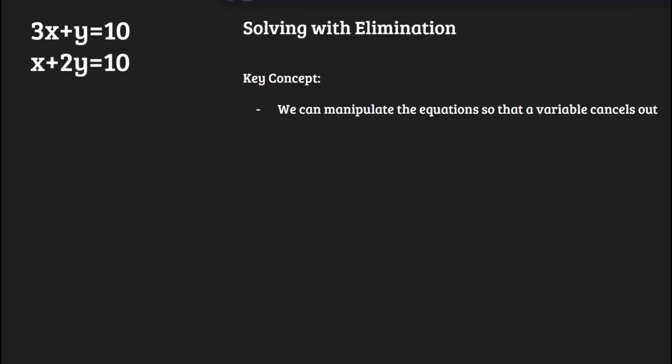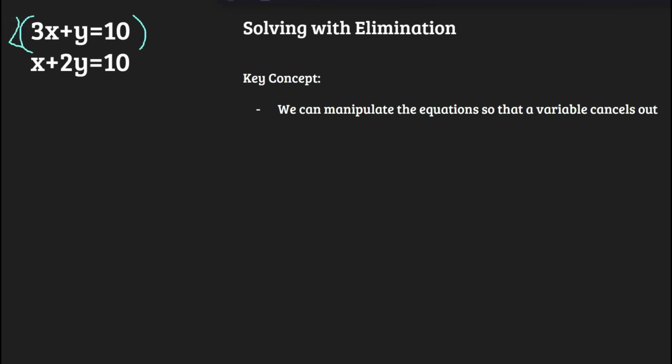So let's solve with elimination. And remember, solving with elimination, we can manipulate the equations so that a variable cancels out. So looking at these equations right now, we don't have any of these equal to each other. So I need to manipulate the equations in a certain way so that a variable cancels out here. And what I think I'm going to do is multiply this first equation by 2. Okay, so I'll multiply this.